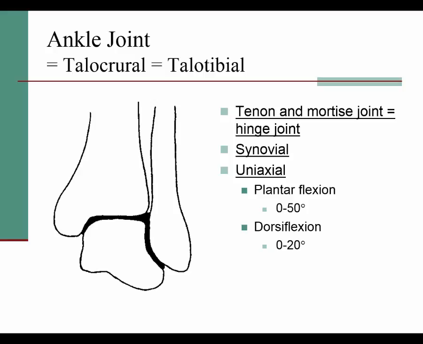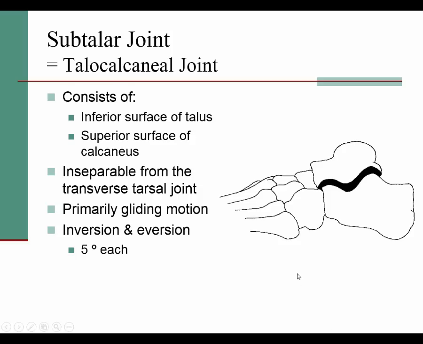Subtalar joint, this is the talocalcaneal joint. It consists of the inferior surface of the talus and the superior surface of the calcaneus. It's inseparable from the transverse tarsal joint. So what you're going to get here is more of a gliding motion. Inversion and eversion occur here, and you get about 5 degrees of each. So know that the subtalar joint, also called the talocalcaneal joint, is where inversion and eversion occur.